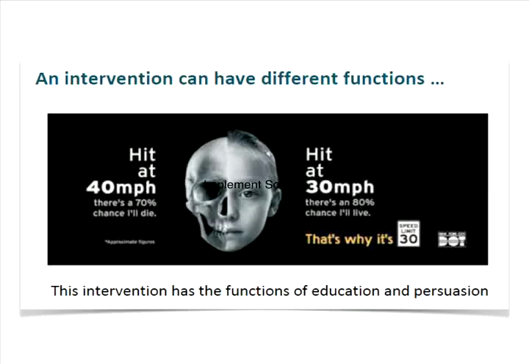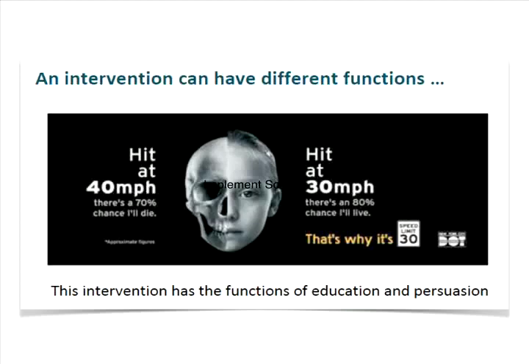This is a traffic sign from the New York Department of Transportation. At its core, this is a public health message, this powerful image that shows a skull and a face, and then you have these messages. Hit at 40 miles per hour, there's a 70% chance I'll die. Hit at 30 miles per hour, there's an 80% chance that I'll live. That's why it's speed limit 30.